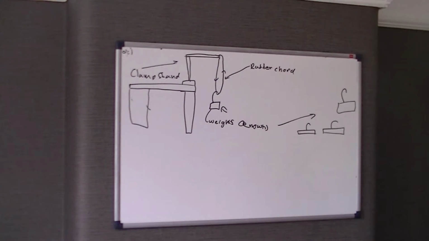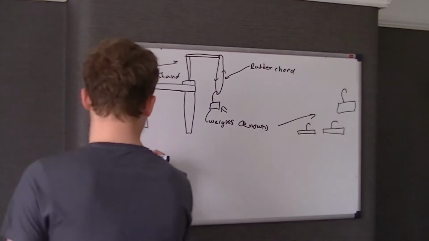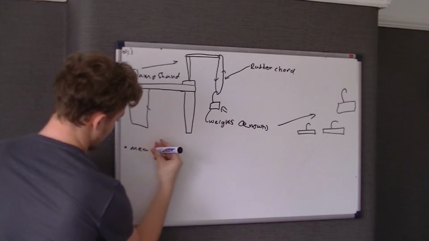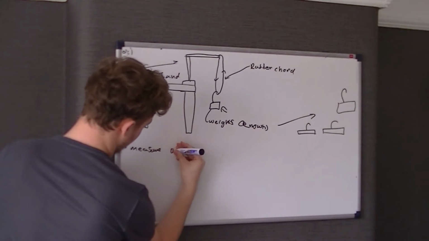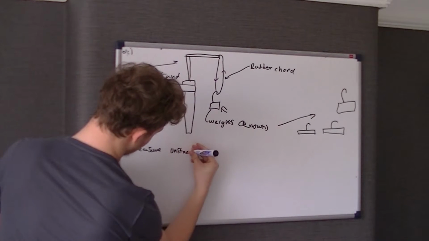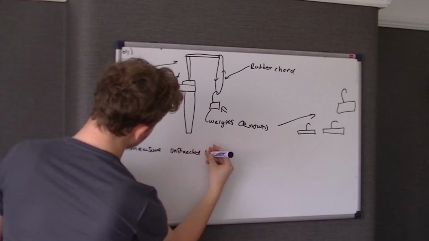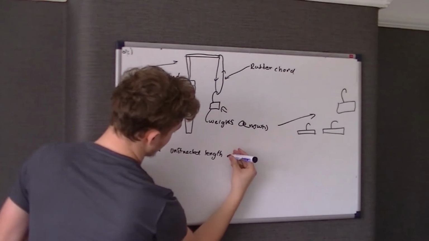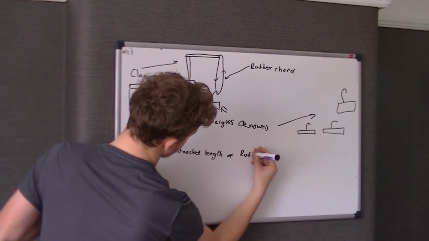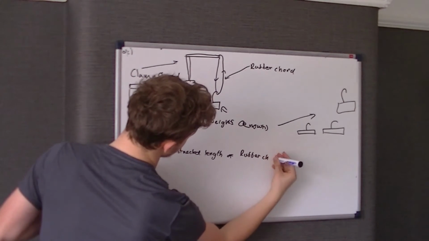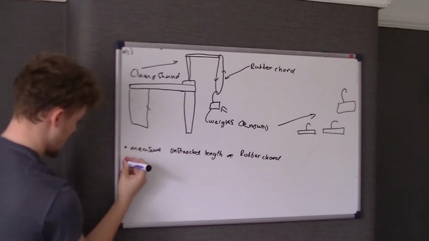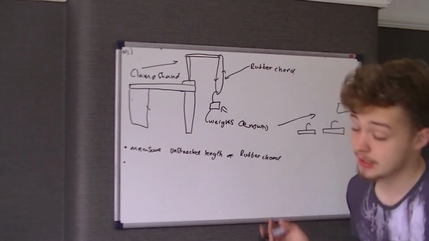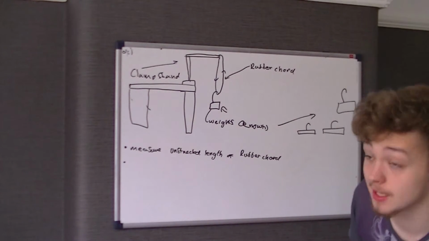Anyway, the first thing you would say is, obviously you need to measure the original unstretched length. So measure the unstretched length of the rubber cord. That's the first thing that you would say. And then obviously you would add the known weights and measure the extension.